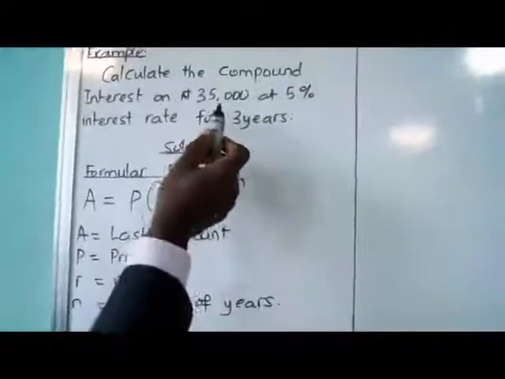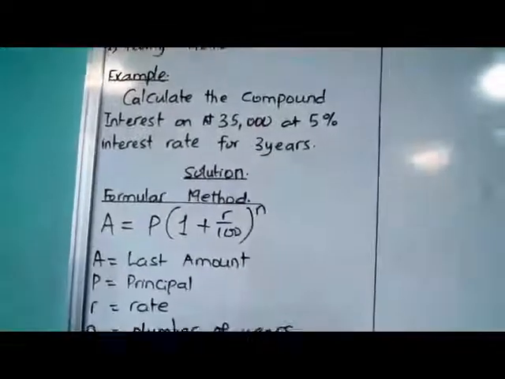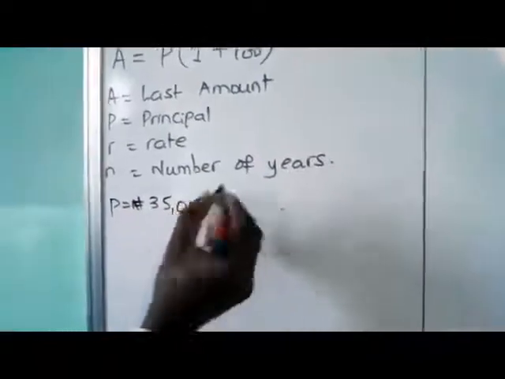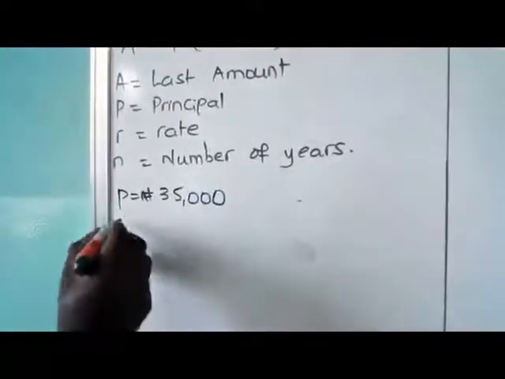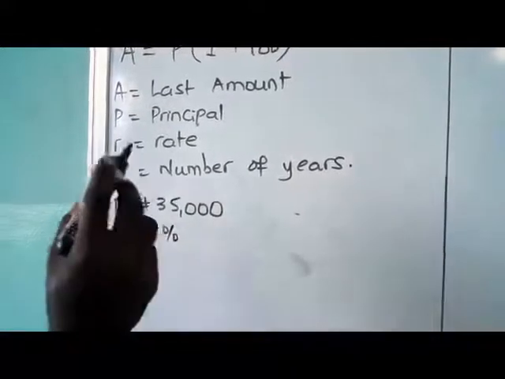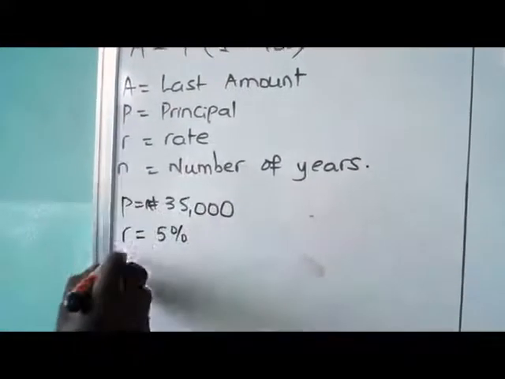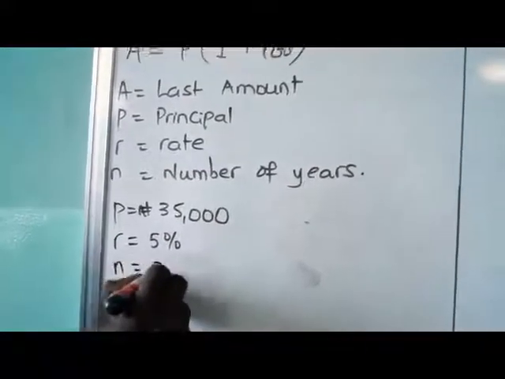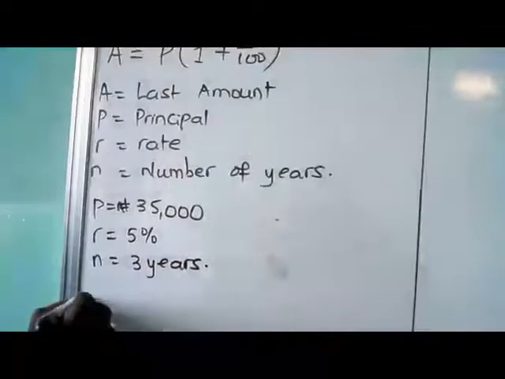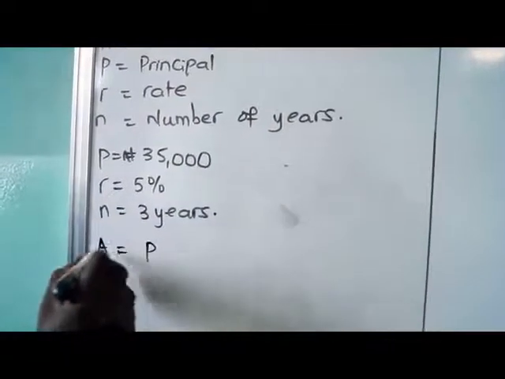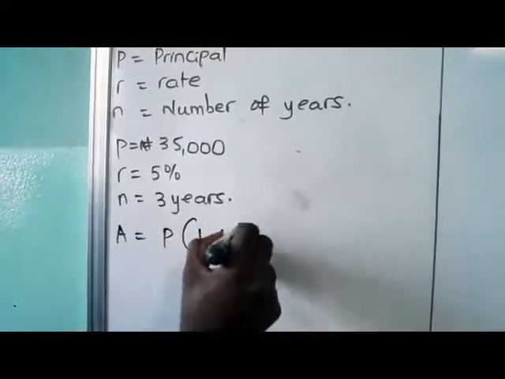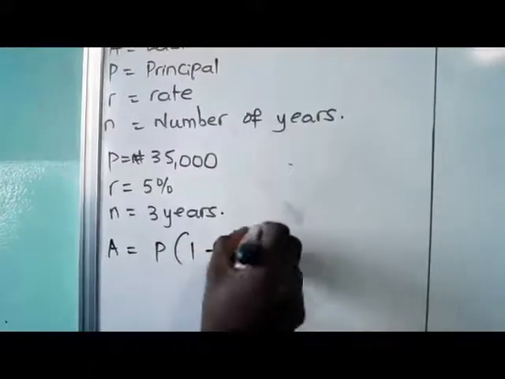the compound interest on 35,000. This is your principal, so my P is 35,000. Now, at 5% interest rate, that's your rate, 5%, and then the time is 3 years, which is your N, 3 years. Alright, so applying the formula, we have A, the amount, equals principal into bracket 1 plus R, which is your rate over 100, raised to power N.